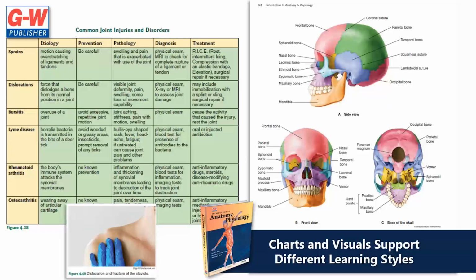So for each body system, memory tips, tables that highlight details of trauma, diseases, and disorders, including how they're diagnosed, treated, and prevented, as well as colorful, anatomically exact drawings, will provide multiple ways for learners to visualize and understand key concepts.